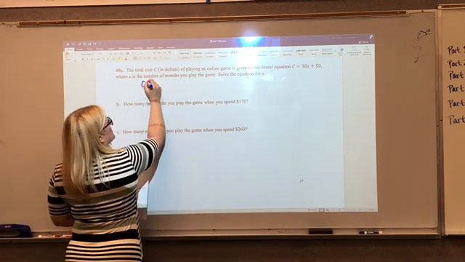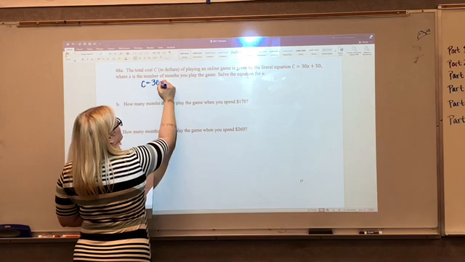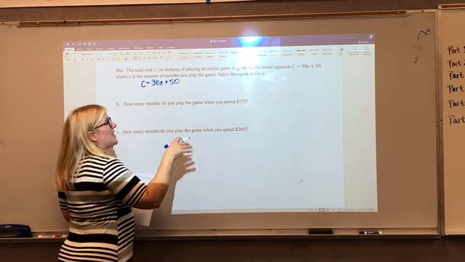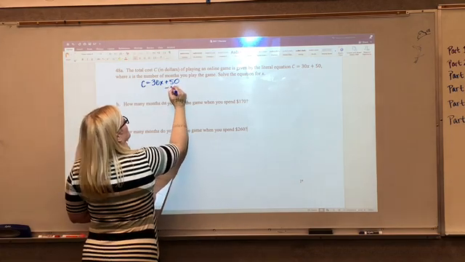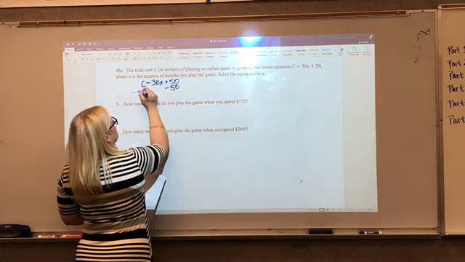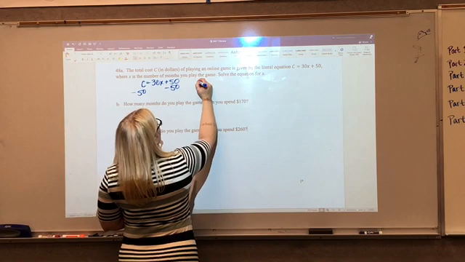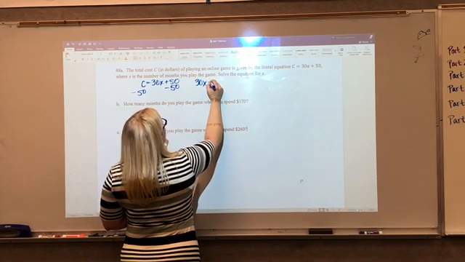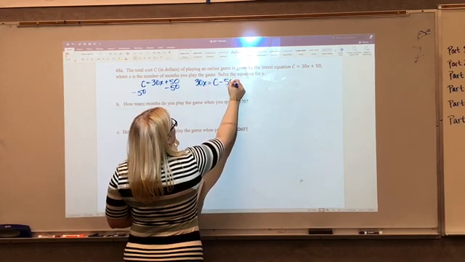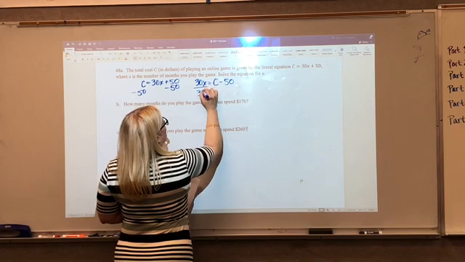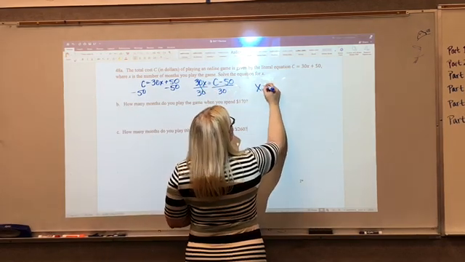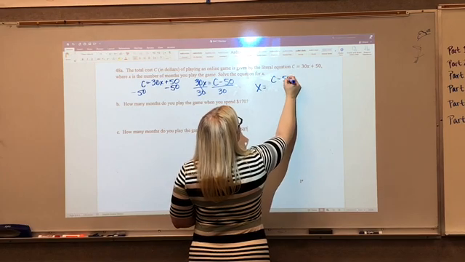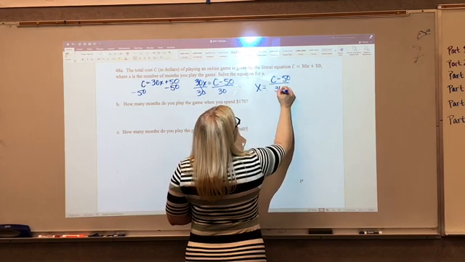So here we have C equals 30x plus 50. We're going to peel off those extra terms first, right? So I subtract 50 from both sides. So I've got 30x equals C minus 50. And then I divide both sides by 30. So x equals C minus 50 over 30.